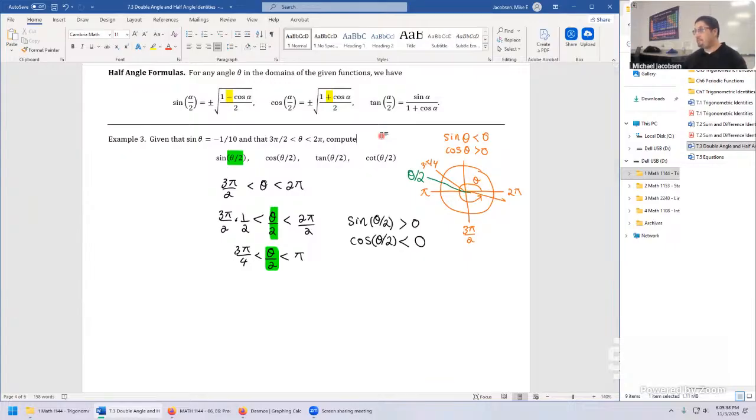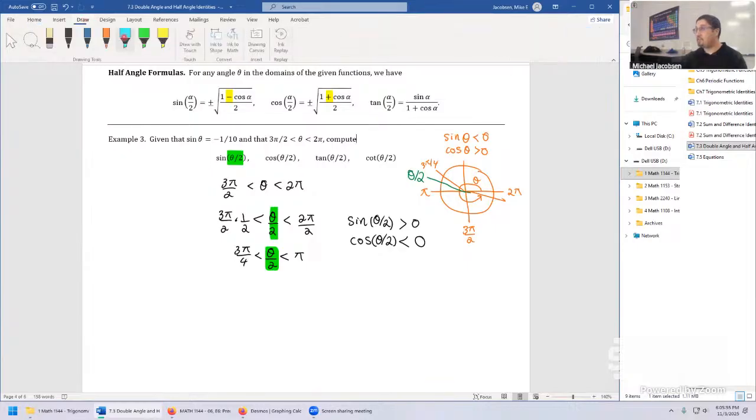This problem is pretty tricky because we are trying to calculate the half angles for sine, cosine, tangent, and cotangent, which use pretty complicated looking formulas, but actually the formulas themselves are not the most complicated part. The tricky thing about all this is we're given information on an angle theta to start out, that's constrained between 3 pi over 2 and 2 pi. So we started by just plotting that angle theta between 3 pi over 2 and 2 pi.